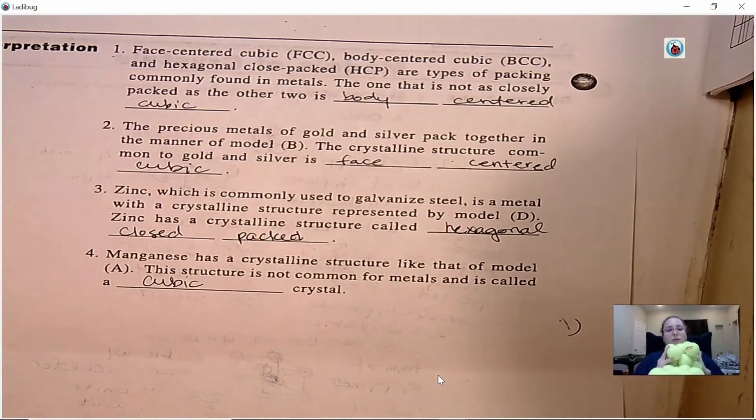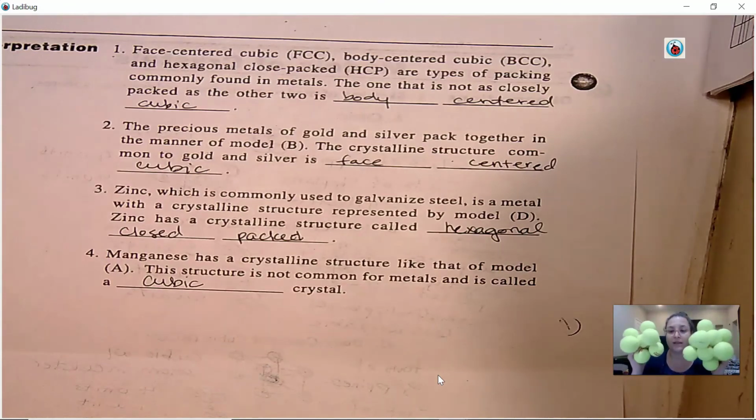All right. Question 4 says manganese has a crystalline structure like that of model A. That's this model here. This structure is not common for metals and is called cubic crystal. And the reason why it's not very common in the metals is because this one is not as easy to use. The most common types of metal crystals are going to be your BCC or your FCC because these are the most workable.